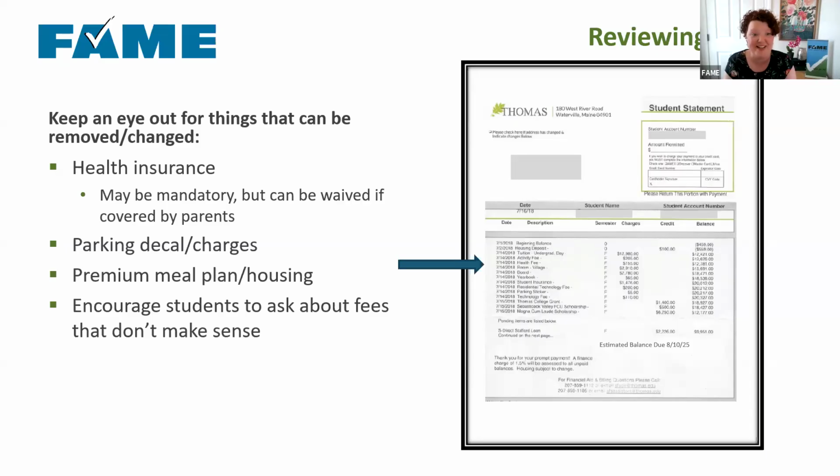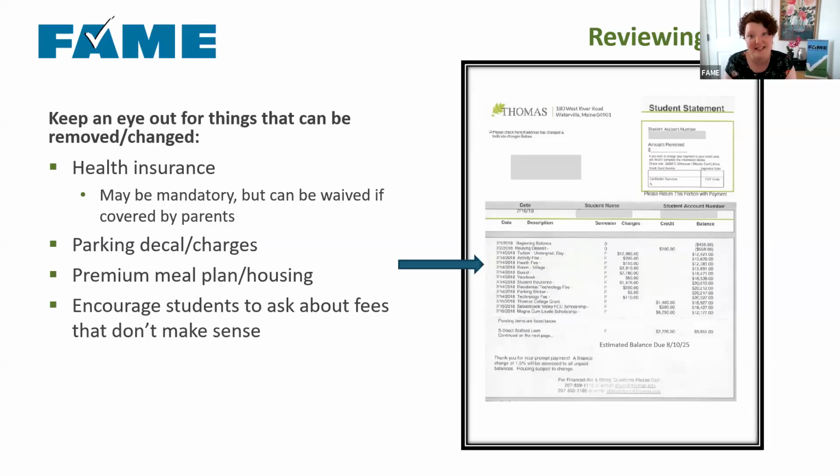Parking decals and charges. So this is when I worked with a student who was paying a parking fee. It was on her bill, and she didn't have a car, so she did not need a parking fee. So just make sure if you're not bringing a car, if you're not going to get that sticker to put on your car, that you are taking that off your bill.